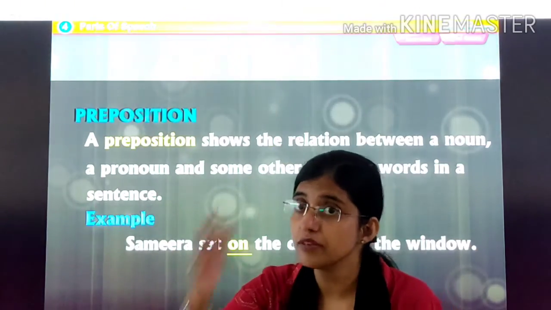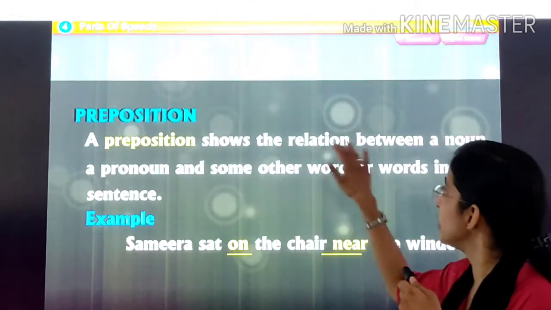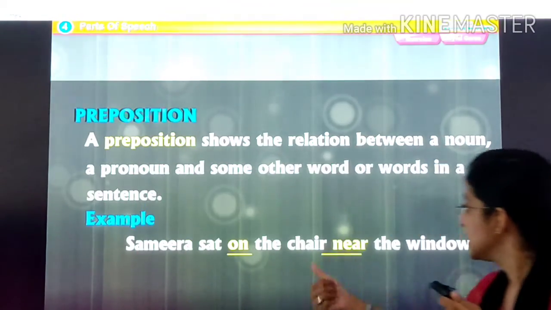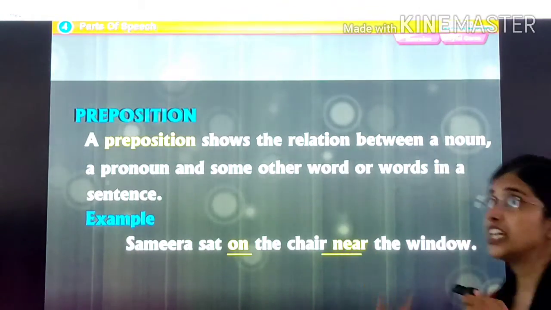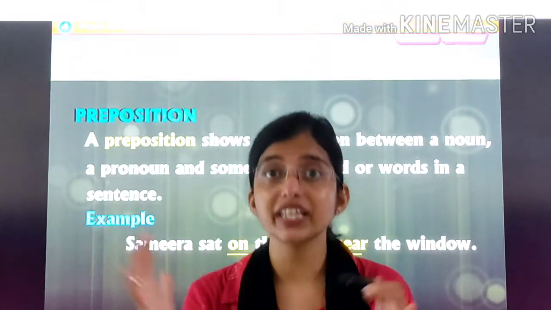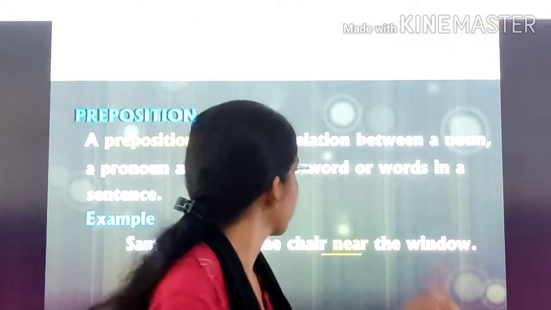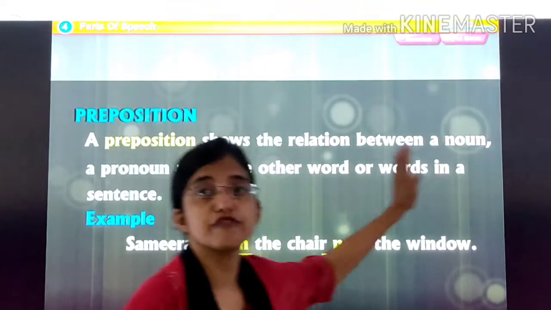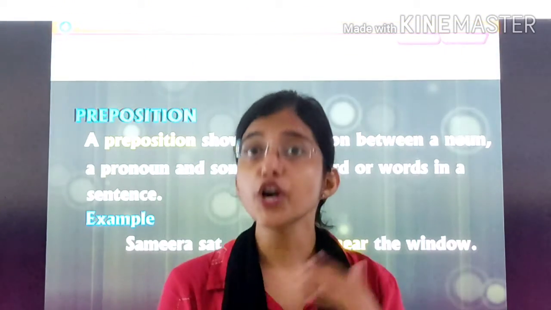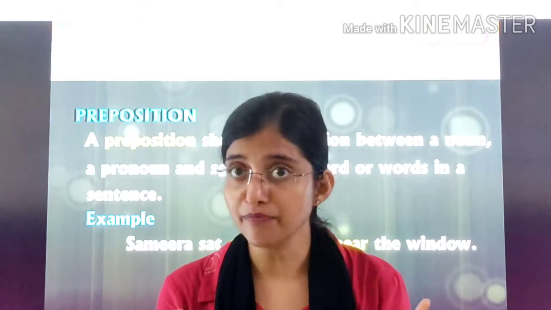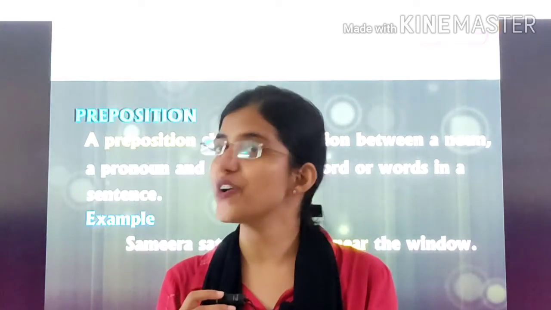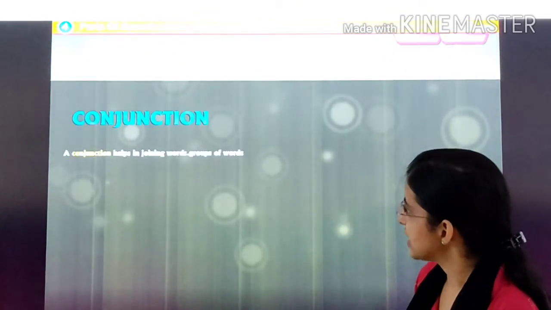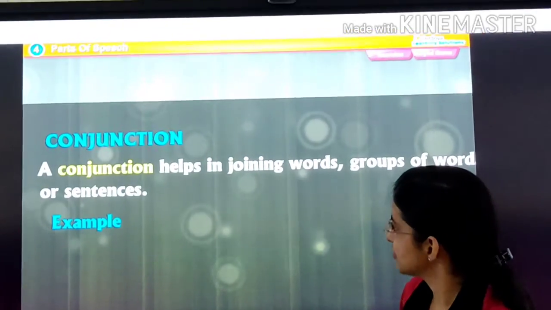Why preposition? Because a preposition shows the relation between words in a sentence. Second is near. Near is also describing the relationship between chair and window. The chair is near the window. So near is our preposition. Okay? Clear? Yes, I know it is clear to you. Then is conjunction.